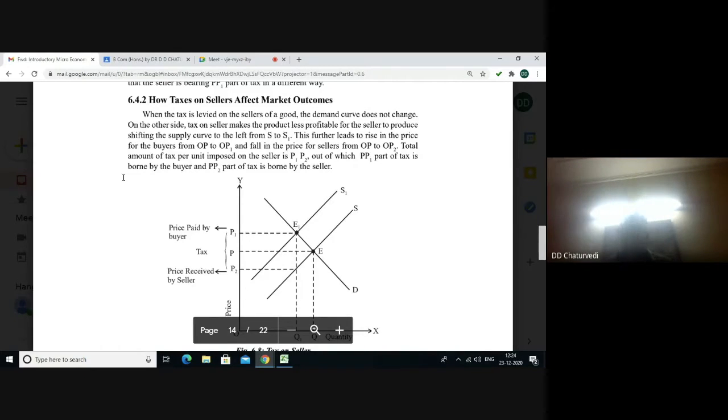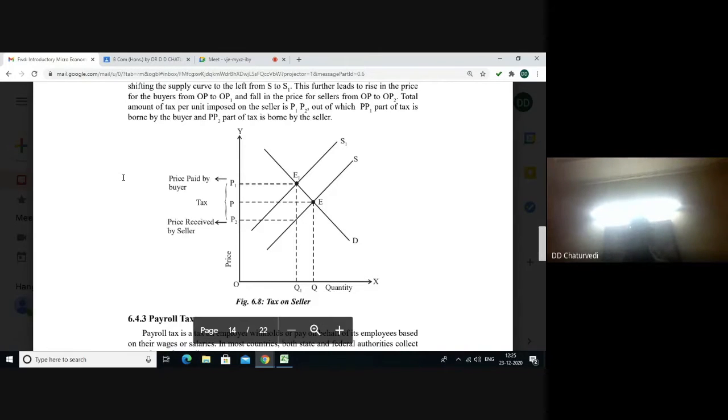Now, when tax is imposed on the seller, it is the supply curve that shifts to the left, indicating that the seller will have to bear the burden immediately. But depending upon the values of elasticity of demand and elasticity of supply, the tax burden is shared between the buyers and the sellers. Figure 6.8 shows that initially the equilibrium is at point E, where original demand curve D and original supply curve S intersect each other. Equilibrium price is OP and equilibrium quantity is OQ.